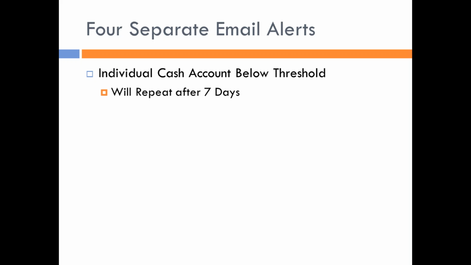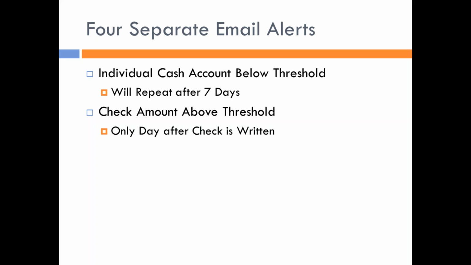The first of the alerts is when the individual cash account falls below a threshold. This alert will repeat after 7 days. This way, if a client's cash account is low one day and it's a few days before money gets put into the account, they're not going to get an email each and every day for it. But if it hasn't been rectified in a week, then it will repeat. Maybe you'll notice, I guess maybe I have the alert set too low, the cash amount. Maybe I should increase the threshold if you see it's happening too often.